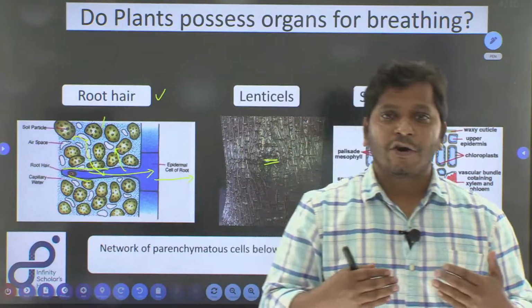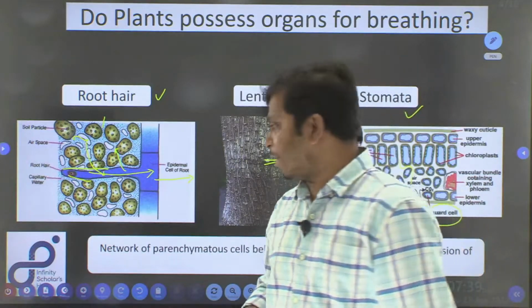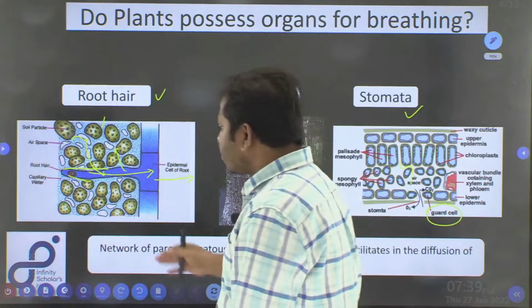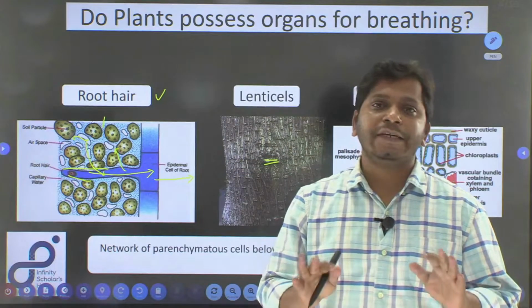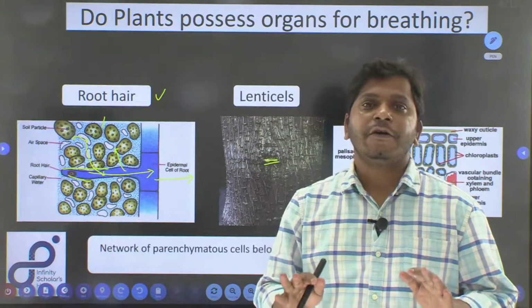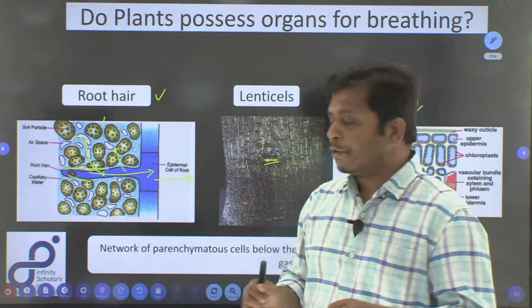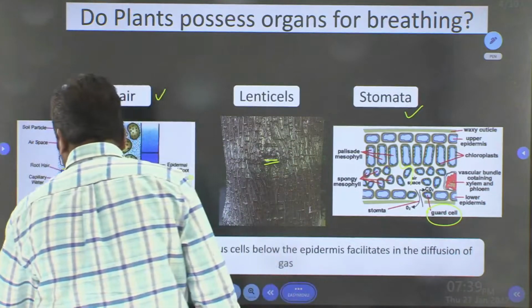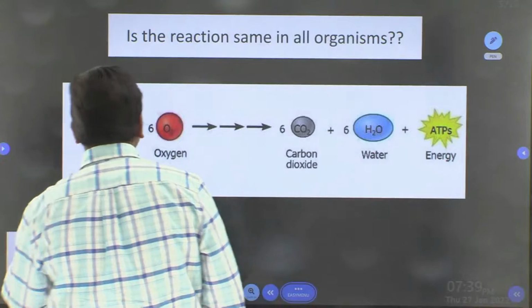So overall, most of the parts of the plant are capable of diffusing gases with the outside environment. So they can take oxygen in and carbon dioxide out. That is why plants do not need a specific system for breathing. I hope this is very clear to you. So let us move on.